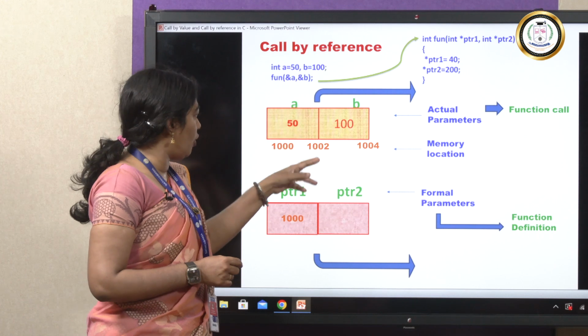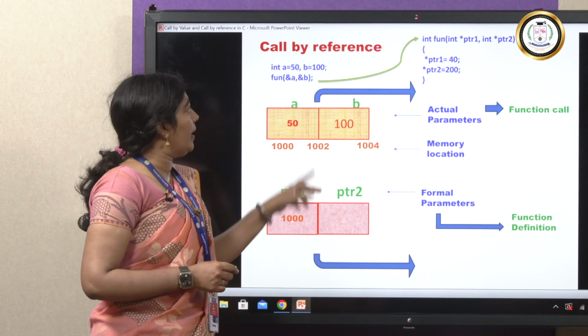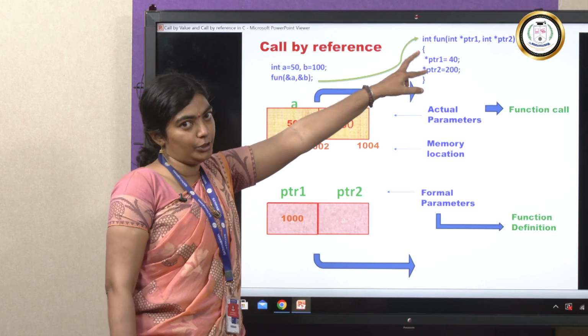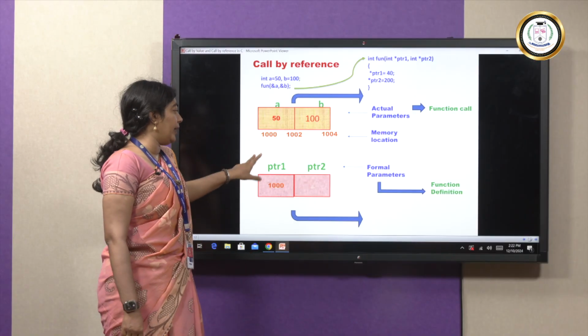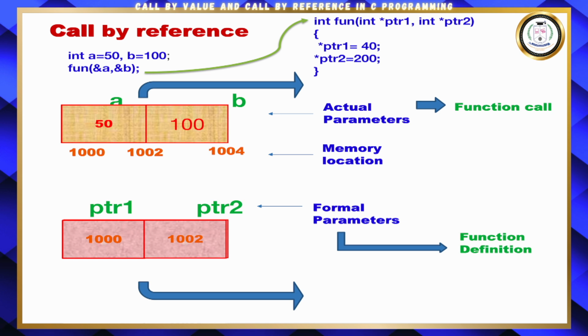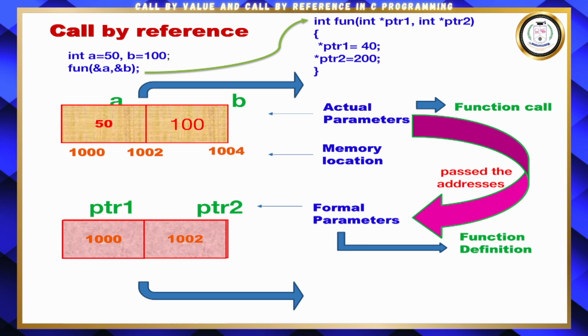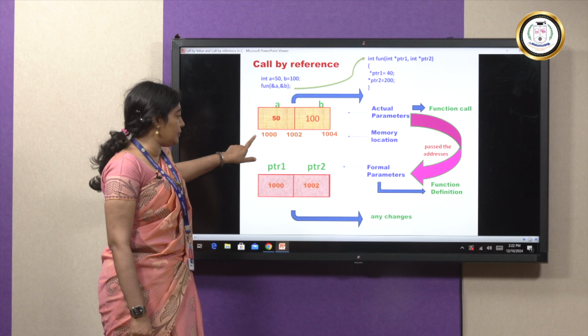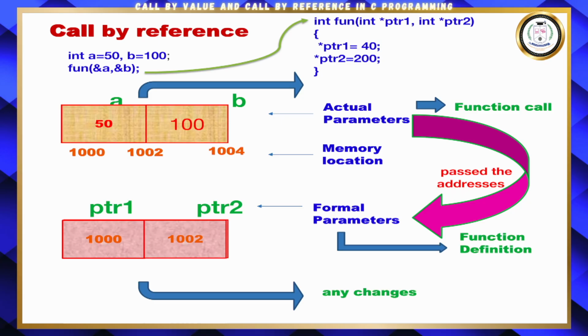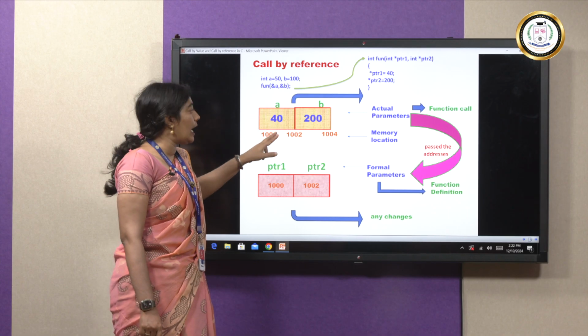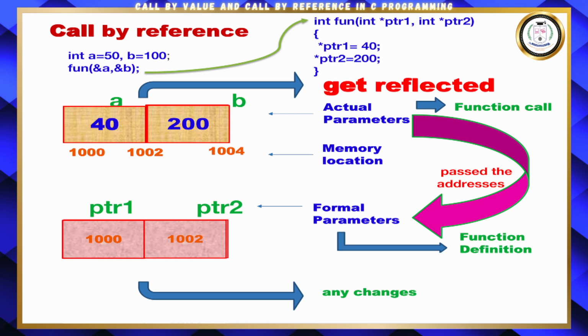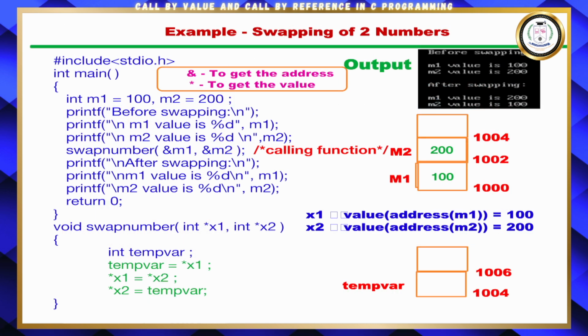So first of all, when I call with 50 and 100, initially my address locations are passed over there. At the initial stage, my pointer 1 will be 100 and my pointer 2 will be 102. The memory locations are allocated over here, and after calling the function by passing the address values, the values get changed: in the initial location 1000, the value is changed to 40, and likewise in location 102, the value is changed to 200. So in the main function the values are changed, and the reflection is seen in the main function. So this is a basic program for swapping two numbers.